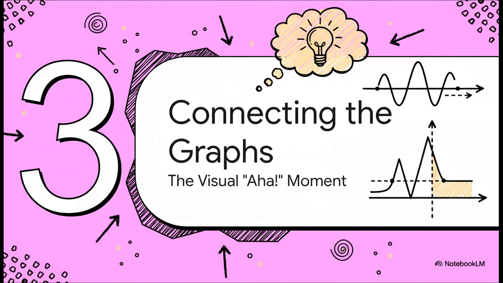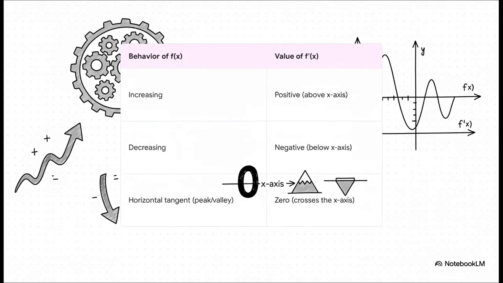But here's where it all comes together. The real magic, the aha moment, is when you visually connect the graph of the original function to the graph of its derivative. This is where it all clicks into place. Think of this table here as your secret decoder ring. It's super simple. When the original function f of x is going uphill, increasing, its derivative, f prime, is going to be positive. That means its graph will be hanging out above the x-axis. When the original function is going downhill or decreasing, the derivative is negative. It's below the x-axis. And the key moment, at the very top of a hill or the bottom of a valley, where the slope is perfectly flat, the derivative is 0. It's going to cross the x-axis right at that point.